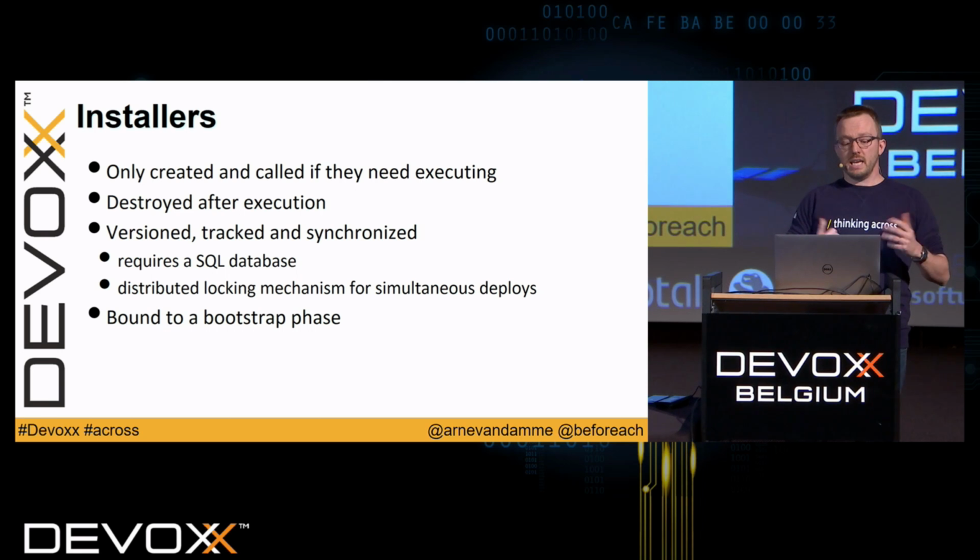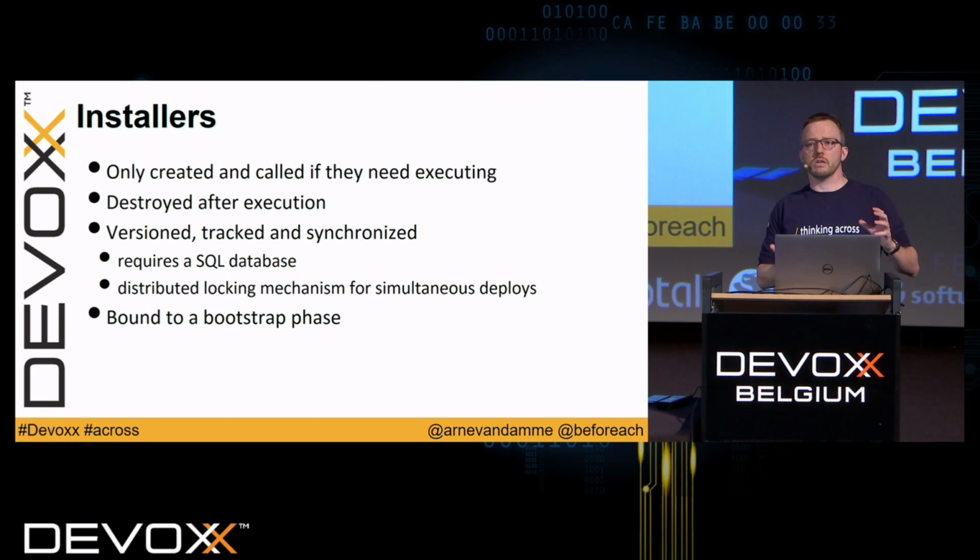To determine if they need executing, installers are versioned and tracked. Versioning is optional, but as you saw on the annotation, I can specify a version number. So what happens is AcrossCore will check which installers your module defines, which versions they have. It will check in its local repository what are the last installed versions. Is it higher? Okay, I will execute you. If it's not higher, I won't do a thing.